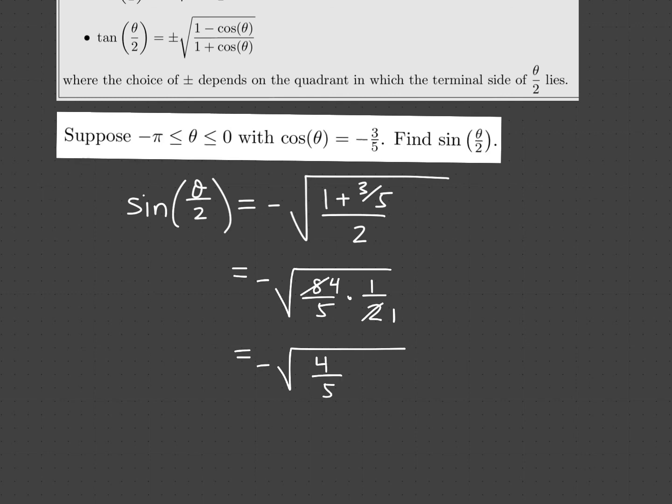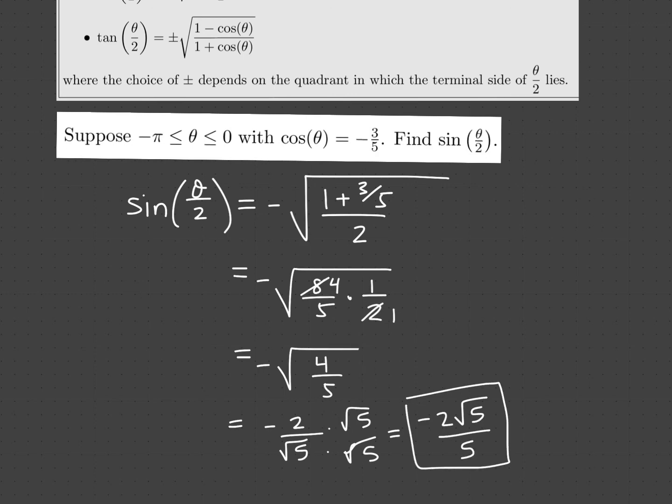Now when we take the square root of a fraction, we're taking the square root of the numerator and the square root of the denominator separately. So this is really negative 2 over root 5. When we rationalize and multiply both top and bottom by root 5, we'll get negative 2 root 5 over 5. And that is the sine of theta over 2.